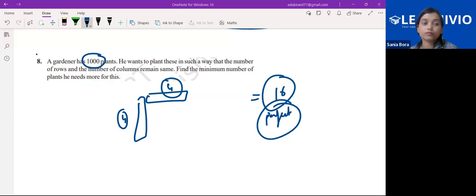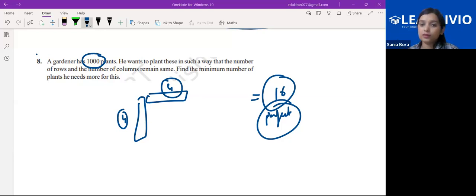How many more plants do we need for this? We basically have to add, right? No, you just have to find the remainder. That is the minimum number, the more plants that you need. You will find the square root of this, and get a remainder. Yes, ma'am, we need the remainder. Yeah, so the remainder is the number that you need to add. They are asking you how many plants you need to add so that it becomes perfect.